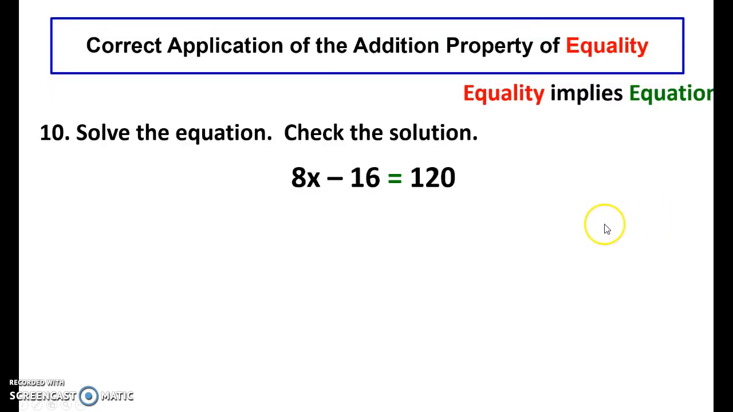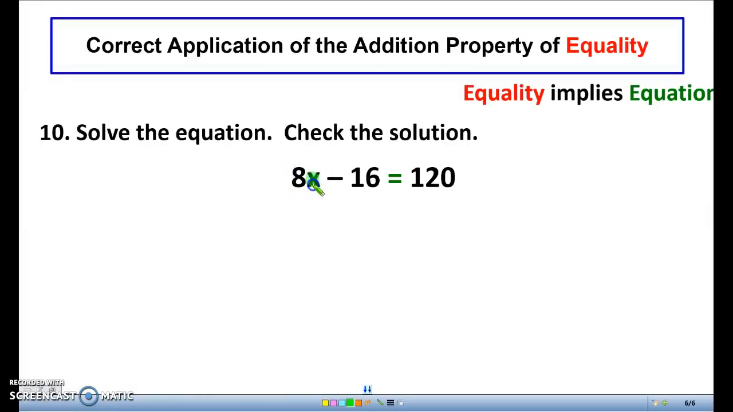Okay, correct application of the addition property of equality. Equality implies equation. You must have an equation. Number 10 says solve the equation, check the solution. You can use the addition property of equality here. Look at the side where the variable is. The first thing you want to get rid of on the side where the variable is, is any constants. Let's get rid of subtraction by 16 by adding 16. And what you do to one side of an equation, you must do to the other. Okay?